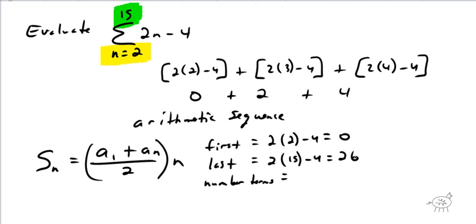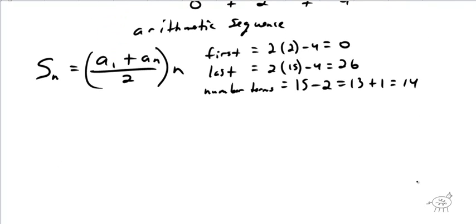Pretty easy. And then the number of terms, remember what I said to do. It's 15 minus 2. Always subtract, the top minus the bottom, which is 13. And then it's plus 1. So there are 14 terms. Okay? So I'm just going to scoot this down here a little bit. And that's all we need. Now I can plug this in. So it's really S sub, and there are 14 terms.